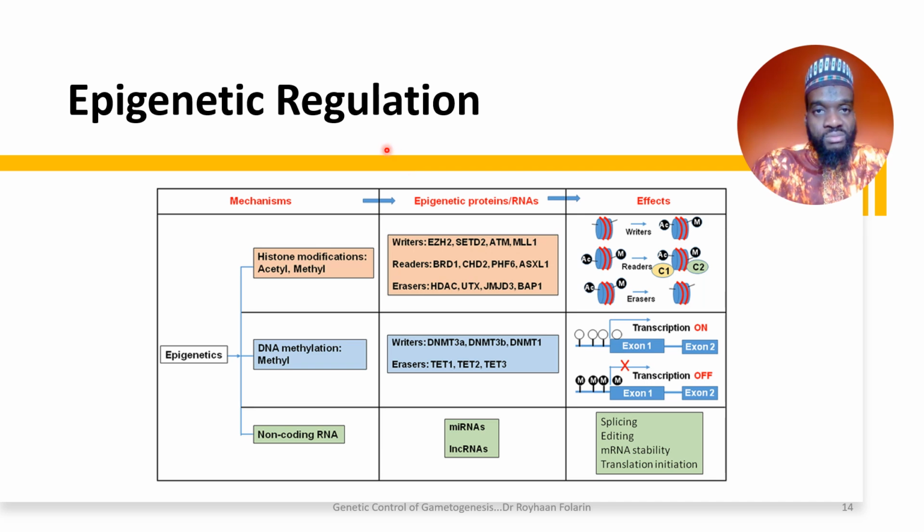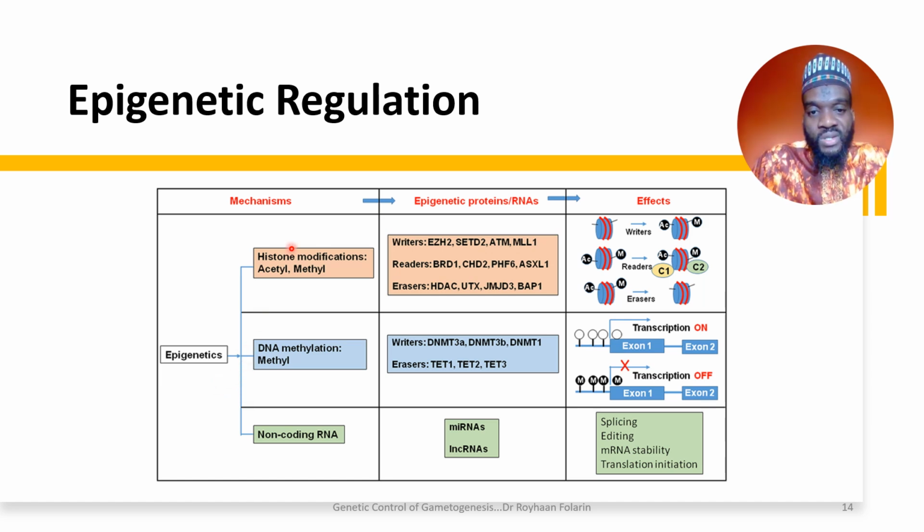Epigenetic regulation: we have epigenetic mechanisms that help to regulate gametogenesis by modulating gene expression without altering the DNA sequence. That's why it's epigenetic. So it's not really affecting the genes like that. It's only modulating the expression of those genes without altering the DNA sequence.